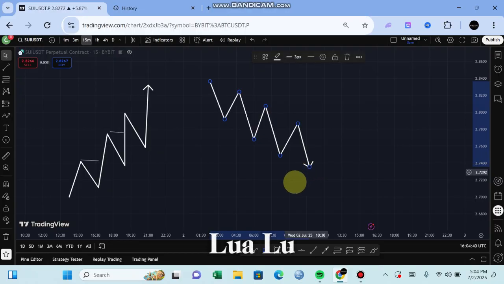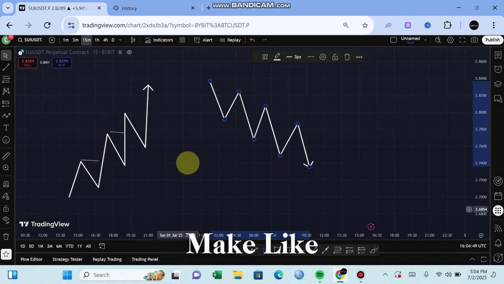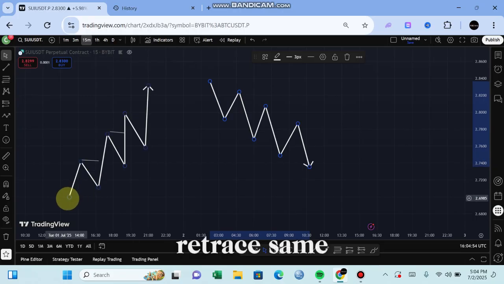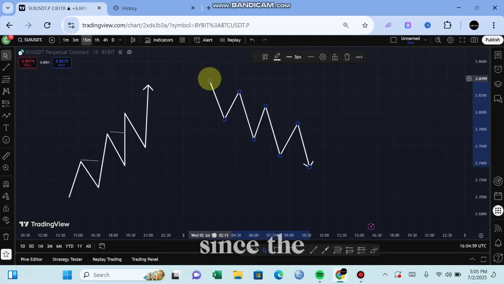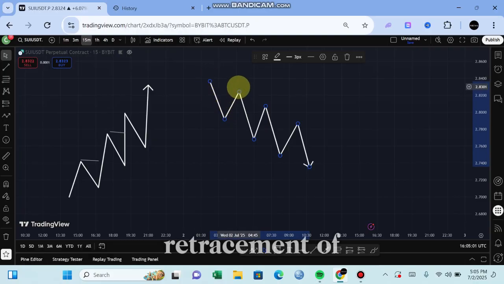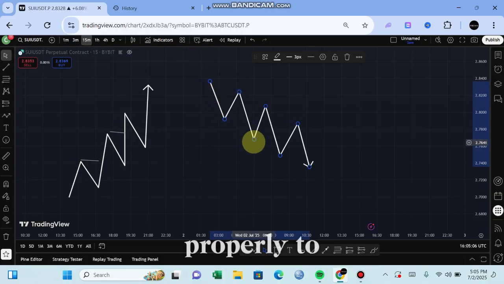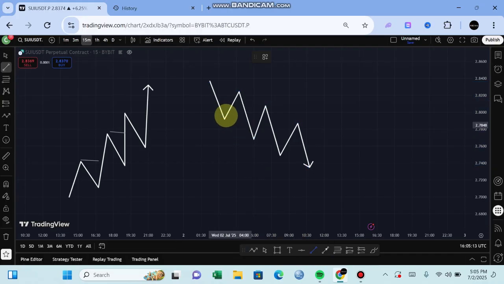You agree with me that when price moves, there will always be a pullback and a forward movement. The market will surely move forward, then retrace, move forward, retrace. Same thing here. Now, since the market goes down, there's a retracement or pullback. As long as the market is propelling to the downside, this is what we call a downtrend. And the market is also breaking structures to the downside.